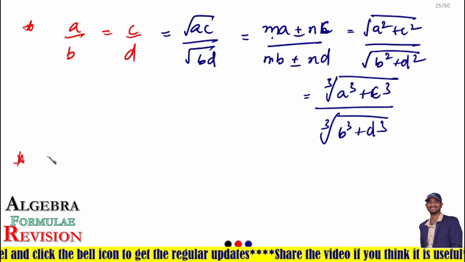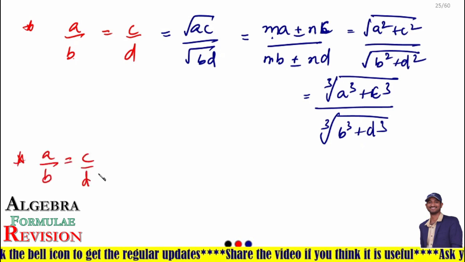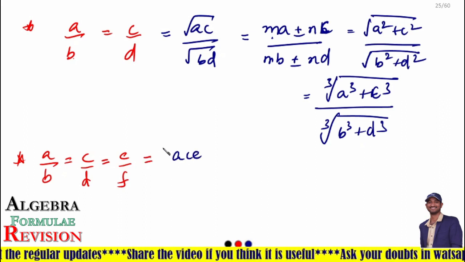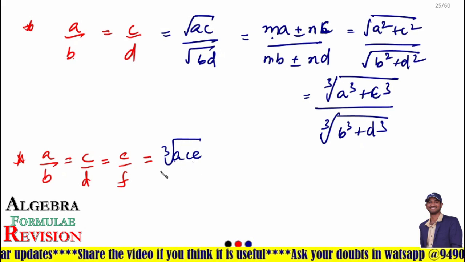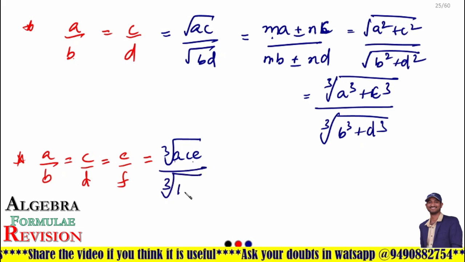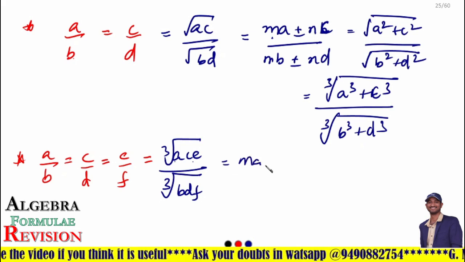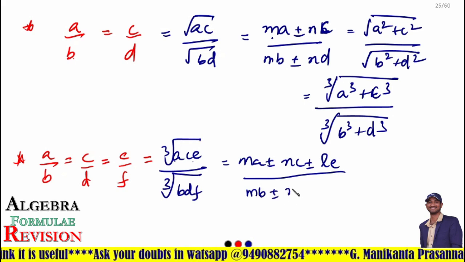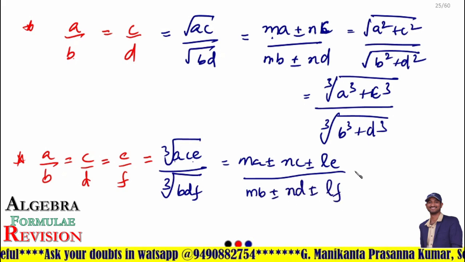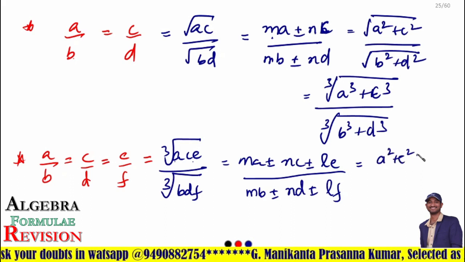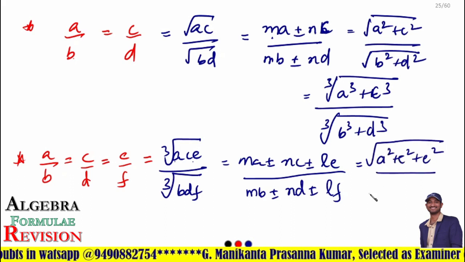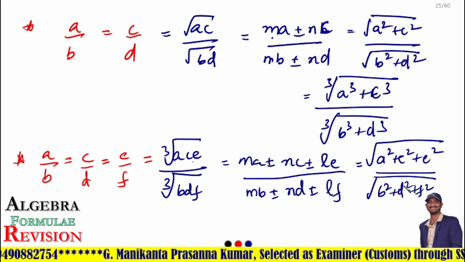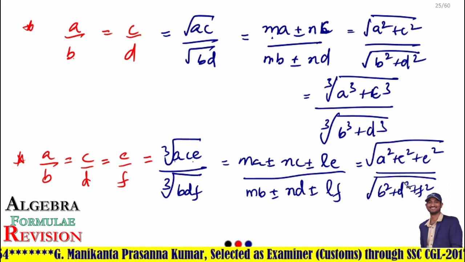Similarly, suppose there are three equal ratios a/b, c/d and e/f. All the ratios are also equal to the cube root of ace, because here there are three variables, by the cube root of bdf. Similarly, (ma ± nc ± le)/(mb ± nd ± lf) is also equal to the square root of (a² + c² + e²) by the square root of (b² + d² + f²). Very, very important these things. This is about ratios.